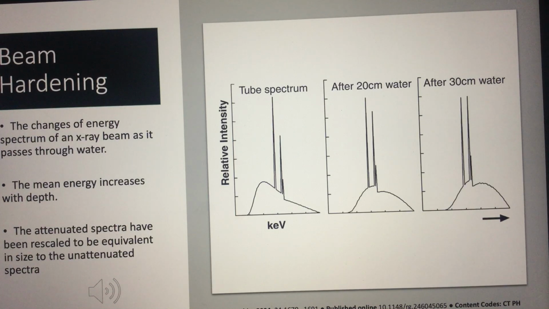As you can see, the shape of the spectrum shifts, with the peak of this particular curve moving towards the right side as the X-ray passes through 20 centimeters of water or 30 centimeters of water, assuming that the 20 centimeters of soft tissue is proportional to the patient size, which automatically hardens the beam.